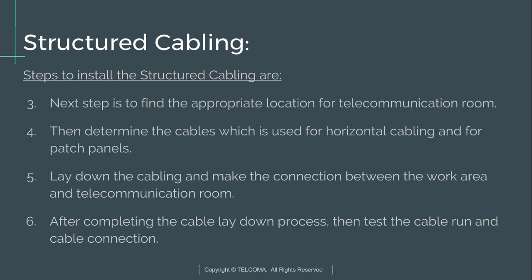The next step is to find the appropriate location in the building to act as the telecommunication room. Then determine the cable to be used for horizontal cabling and for the patch panel. As we have read, for horizontal cabling we use solid core cable, and for the patch panel we use stranded core cables. Then lay down the cabling and make the connection between the work area and the telecommunication room. After completing the cable lay down process, test the cable runs and the cable connections. In this way we install structured cabling in a building. So this is all about cabling installation. Thank you.